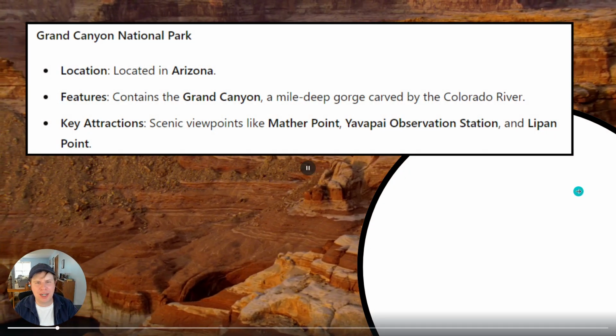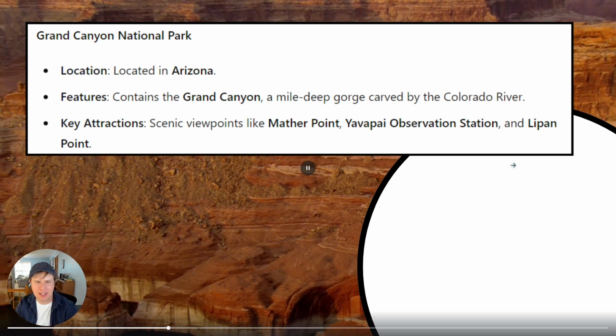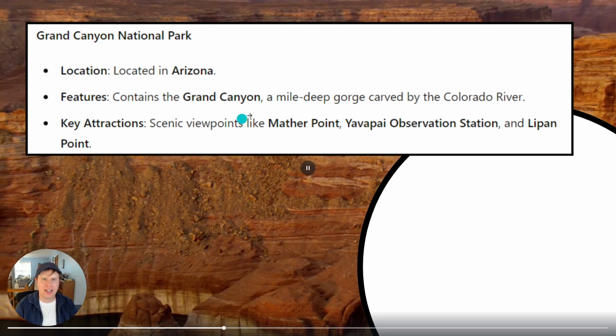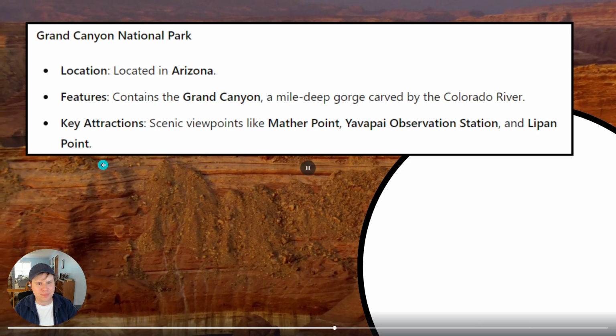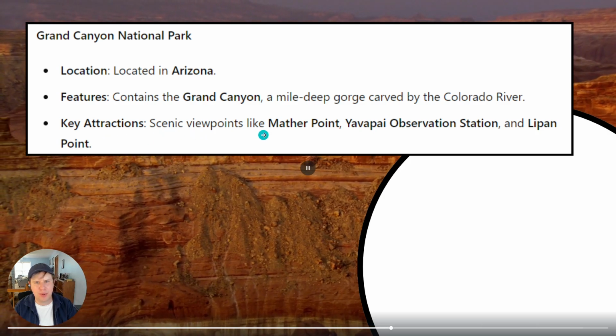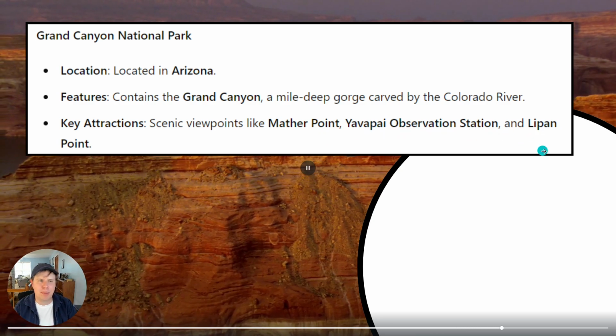Grand Canyon National Park I've also visited, and it is absolutely beautiful. It is located in Arizona and famously contains the Grand Canyon, a mile-deep gorge carved by the Colorado River. Some key attractions there are scenic viewpoints like Mather Point, Yavapai Observation Station, and Lipan Point.